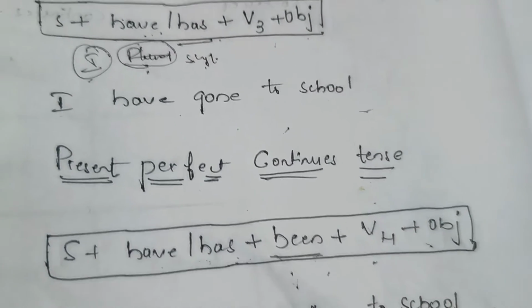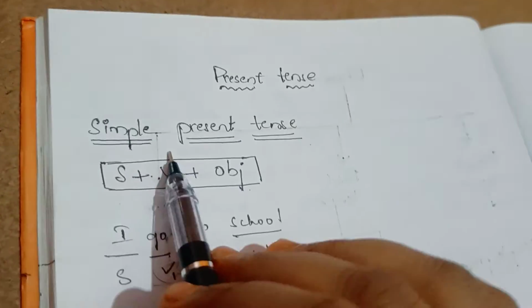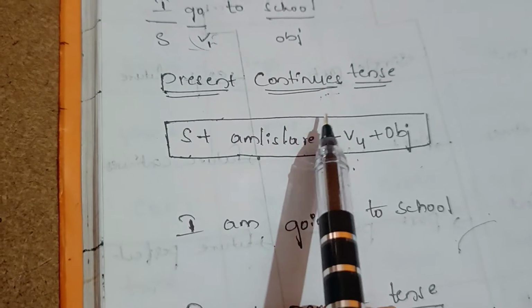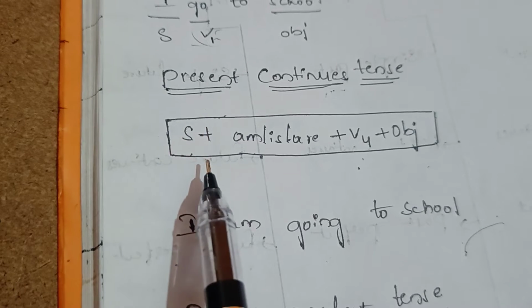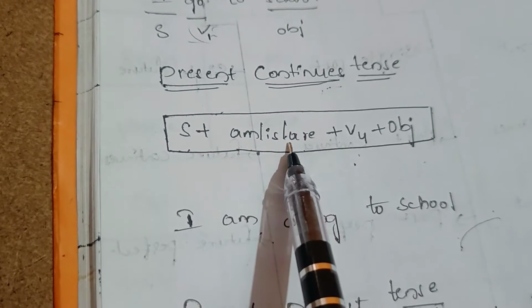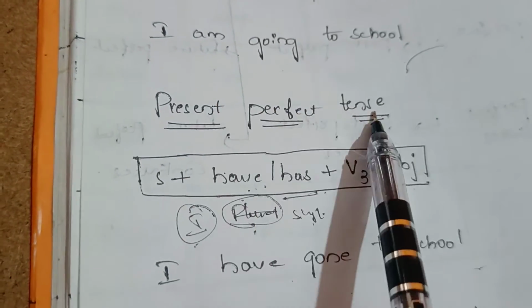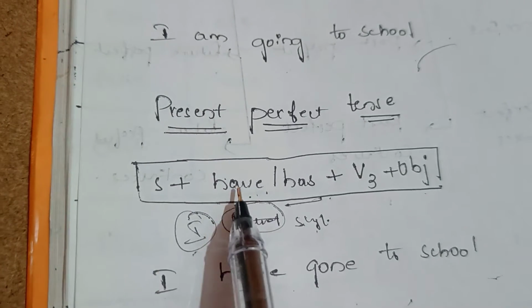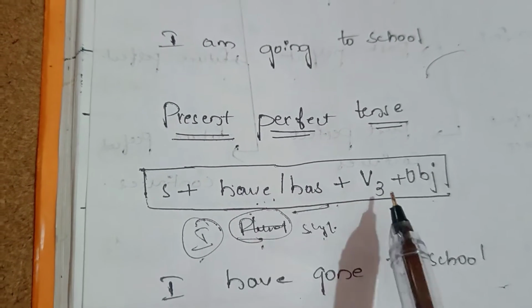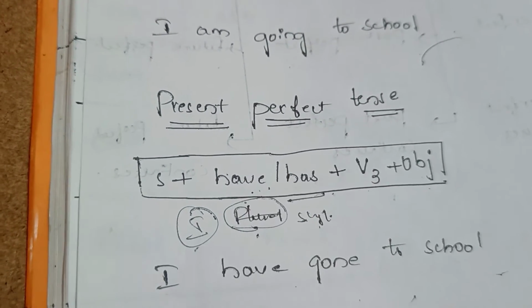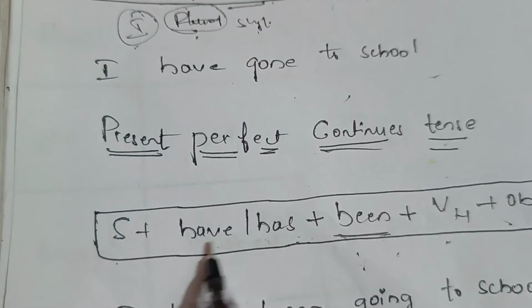Let's quickly recap the present tense formulas. For the simple present tense, the formula is subject plus V1 plus object. Next, present continuous tense: subject plus am, is, or are plus V4 plus object. Next, present perfect tense: subject plus have or has, which always carry the V3 form, so we give V3 and then the object. Next, present perfect continuous tense: subject plus have or has plus been plus V4 plus object.